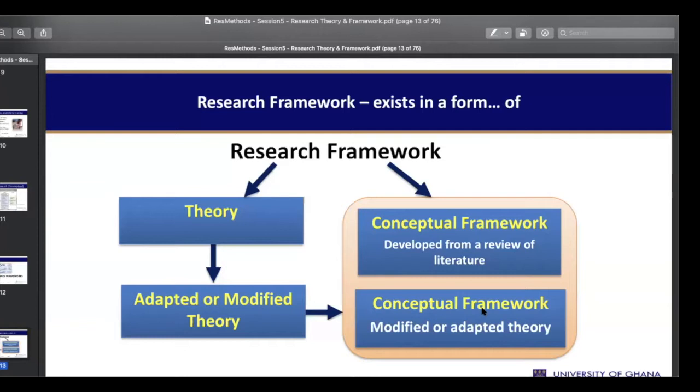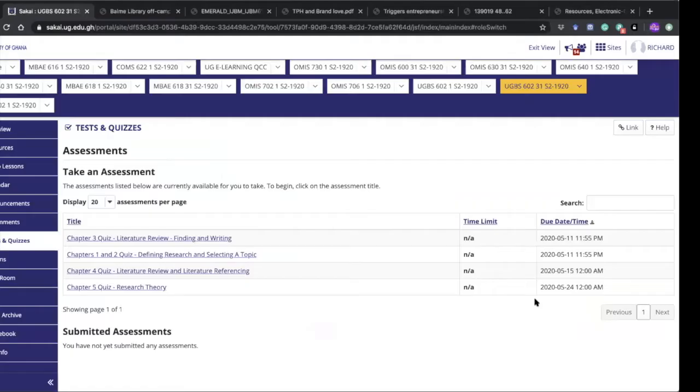So now I'm going to show you the model the person developed. Let me just jump to that and let's continue. Okay, Richard. Hey, Richard, welcome. Okay, so this is what I'm going to show you.